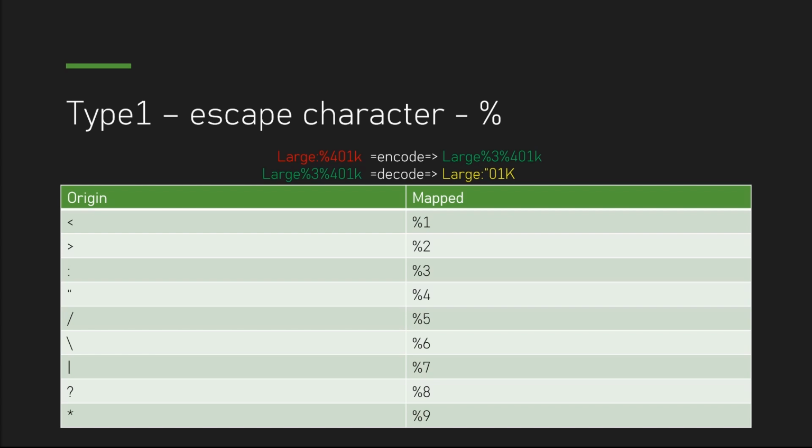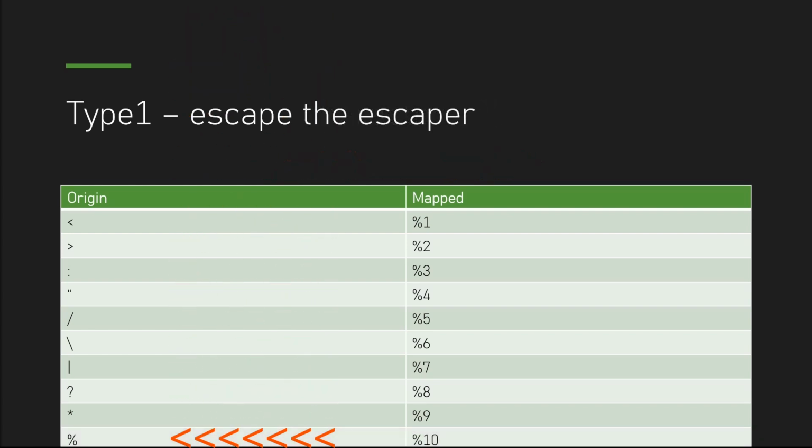The problem is before encoding, there's already an escape character followed by a number, and we want to break it. A trick to do that is, interestingly, to escape the escaper. Let's put the percentage sign into the mapping so that the escaper, the percentage sign in the unencoded string, will be encoded into %10. And the number 10 here will be the separator between the percentage sign and the number following it. So let's try that on the last example. Large colon percentage 401k after encoding will output large%3%10401k. And once decoded, it will become the original string.